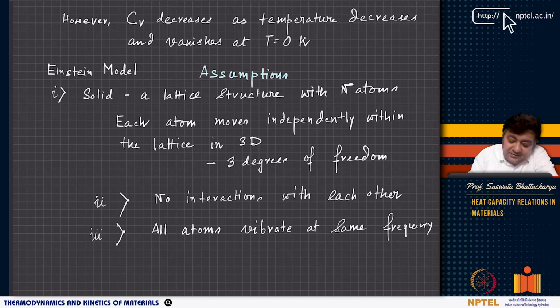We are also saying, or rather Einstein assumed, that each atom moves independently within the lattice in 3 dimensions. So basically it is like a lattice gas: you have the lattice positions occupied by atoms, and the atoms themselves are moving independently. That means if I have one atom here in the lattice, say let's take a square lattice for example.